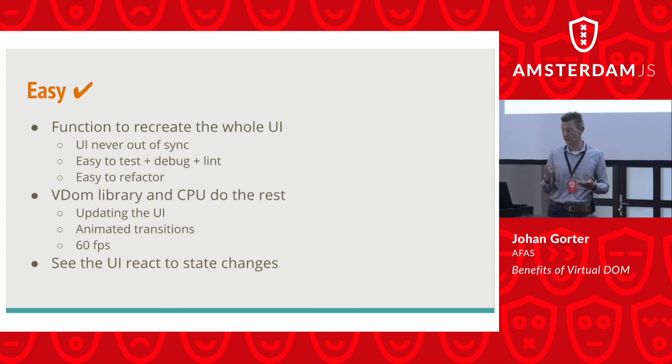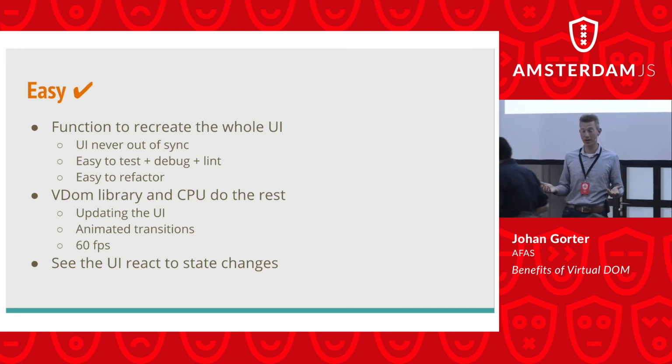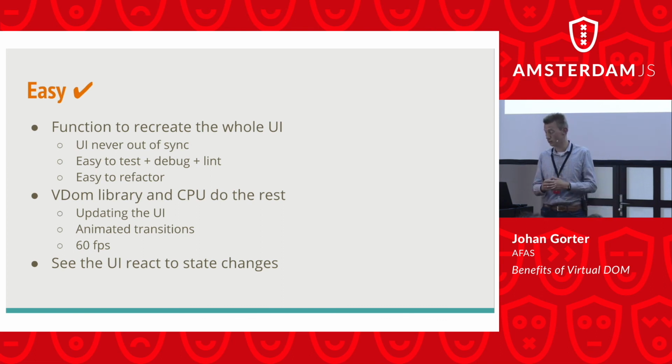It means the user interface is never out of sync with underlying data. Easy to test, debug, lint, easy to refactor. And let everything else be handled by the Virtual DOM library and the CPU on the customer's device. They make sure that the UI gets updated. They make sure that transitions are animated, and they are trying their best to get to you to 60 frames per second. That's not your concern. You just want to write the function and see the UI react to the state changes that you are making. So, I hope you agree with me that this is easy.